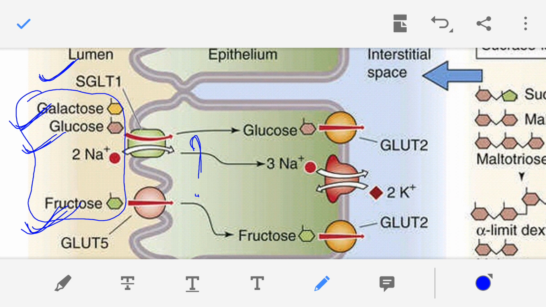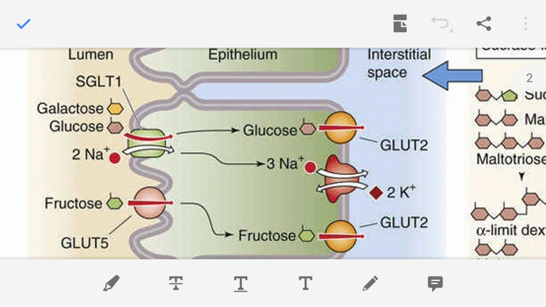So first we are discussing the assimilation of carbohydrate, then we will discuss the assimilation of lipid, and finally we will discuss the assimilation of protein, that is the amino acid. So now we are starting the lecture.